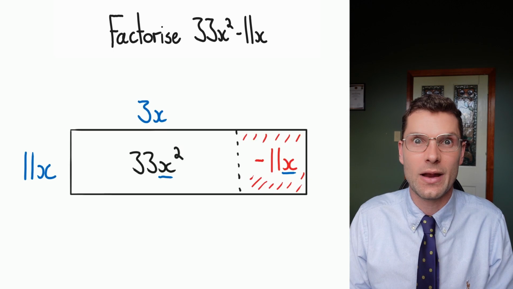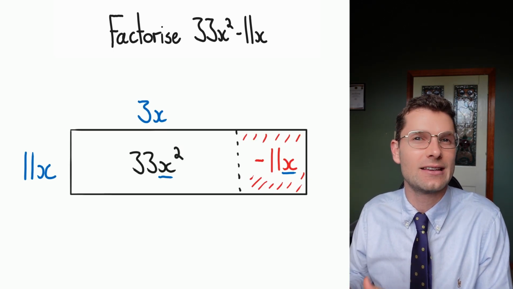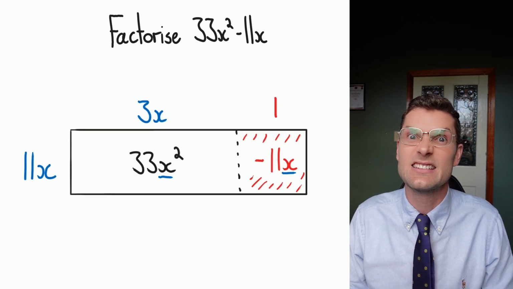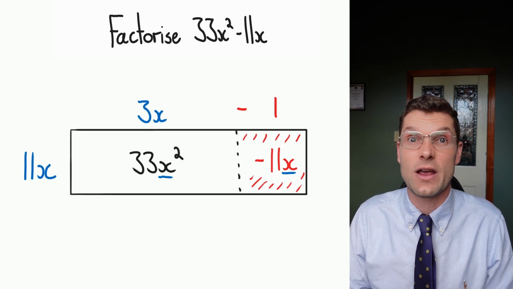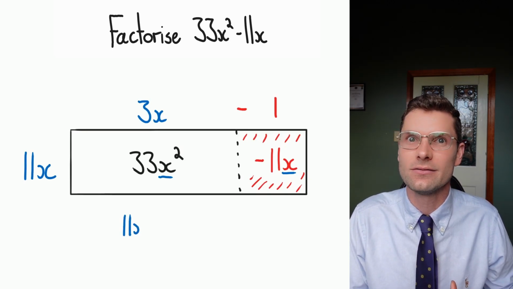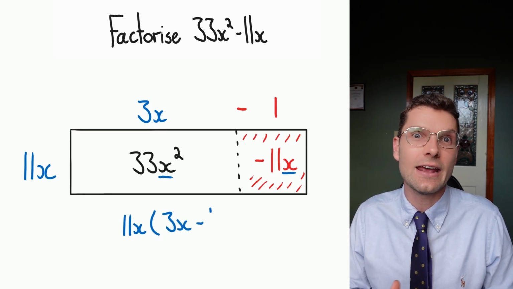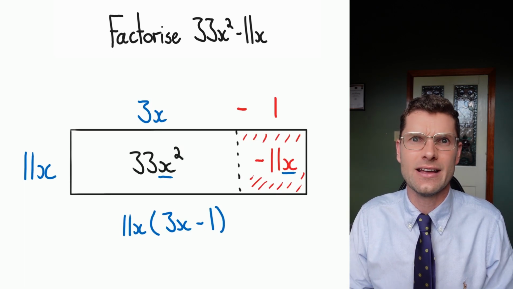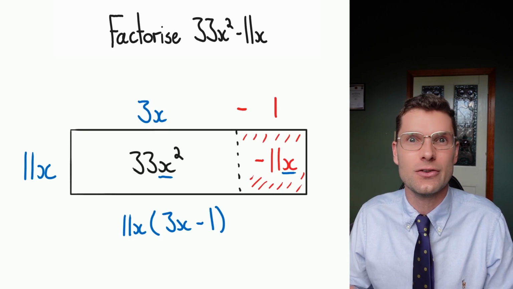The second one's a little bit harder. Because I've got 11x out the front and minus 11x as my area, I need to just multiply this by minus 1. It's the same value, just negative. So this leaves me with a situation where I've got 11x out the front, bracket 3x minus 1, and that's my answer. Again, a really good way to check your answer for all of these is just expand out your final answer. If you expand out and get the same thing as the question, you know you've done it correct.